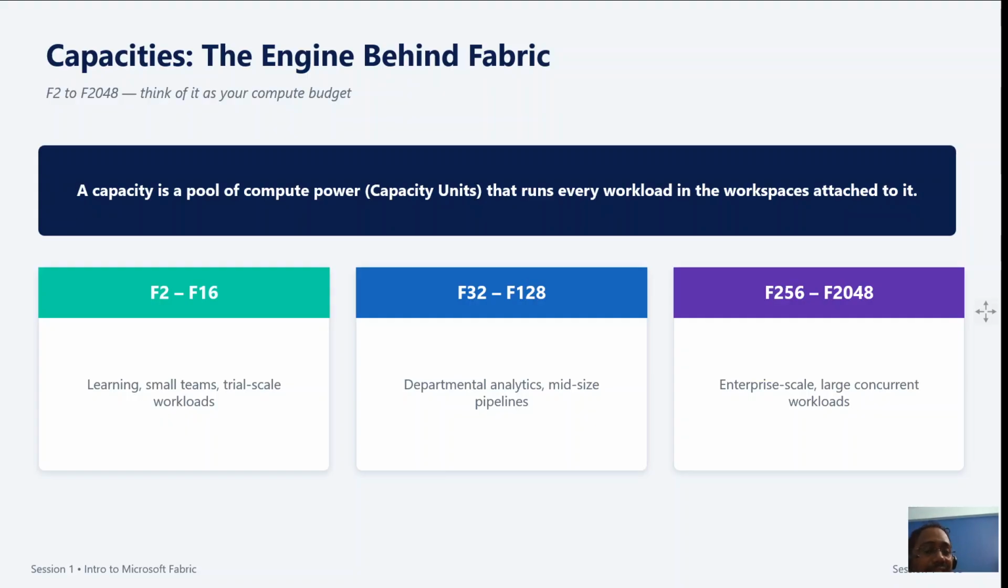As I said, we discussed 7 different workloads, right? So you pick one capacity per workspace and everything inside that workspace shares it. All the workloads share it. That is part of making Fabric feel unified instead of fragmented. It is a unified SaaS analytics platform. Hope you got it.